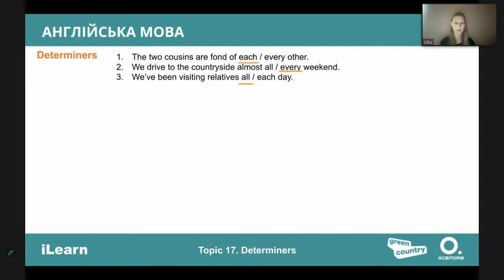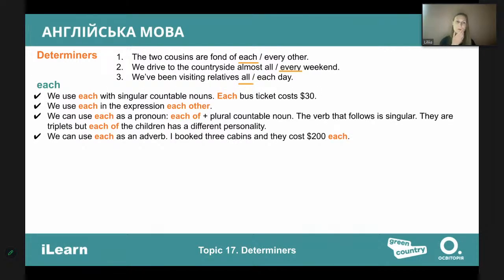All day, весь день. So let's have a look. We use each with singular countable nouns. Злічувані іменники в однині. For example, each bus ticket, and they mean each from a big number, costs $30.